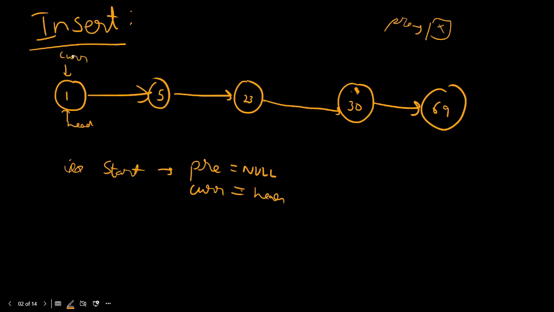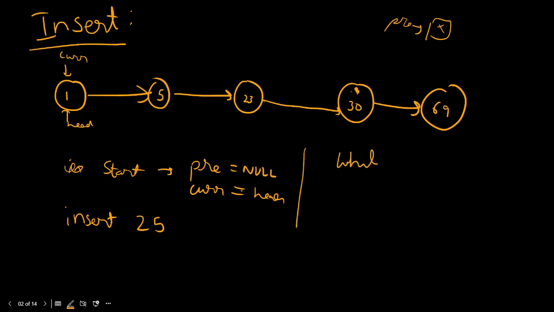Now cur is the pointer which is going to stop when it finds something just greater than our key. So again, let our task be insert 25. Cur is going to stop when it finds a value greater than 25, and pre is just going to be the one pointer behind cur. So let us look at this logic.